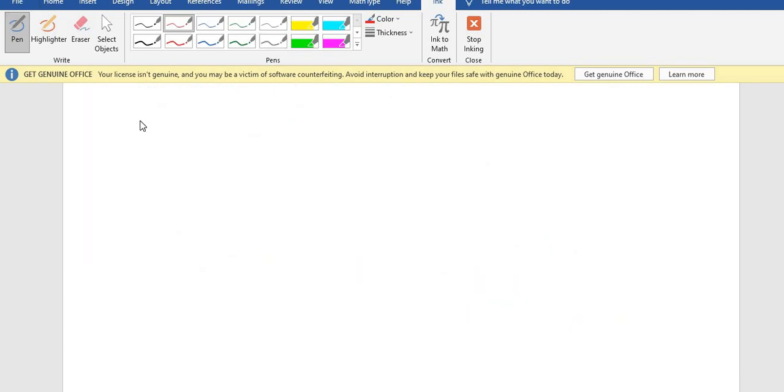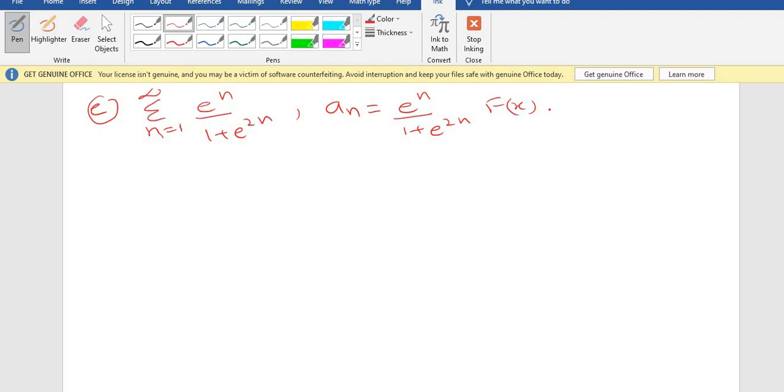Now I'm going to tell you what E part is. E part is summation from n is equal to 1 to infinity of e power n divided by 1 plus e power 2n. So I need to check that. In this question, it is given that an is equal to e power n divided by 1 plus e power 2n. It means f of x, changing n to x, is e power x divided by 1 plus e power 2x.